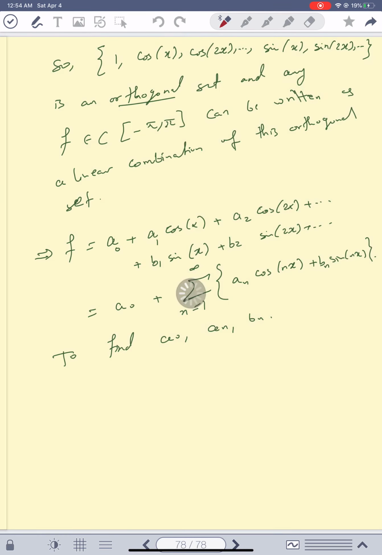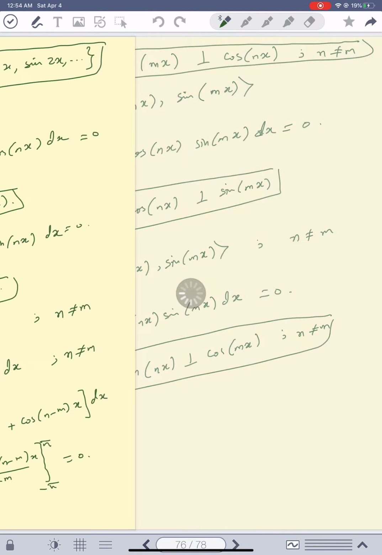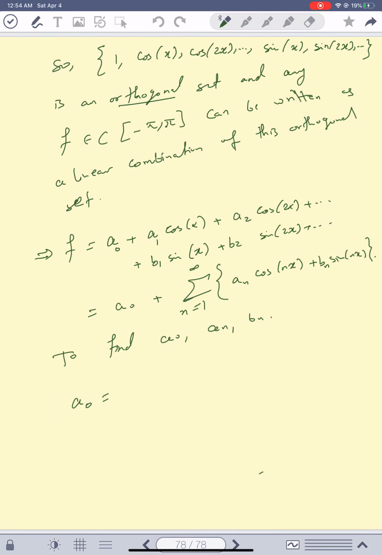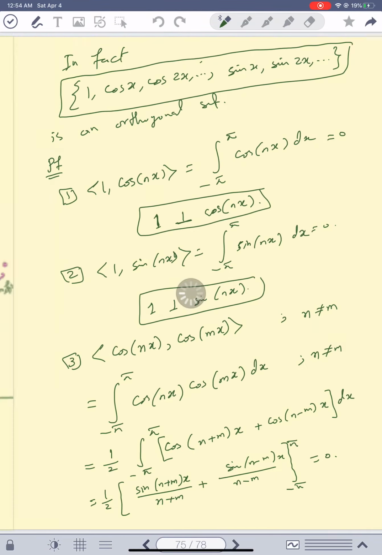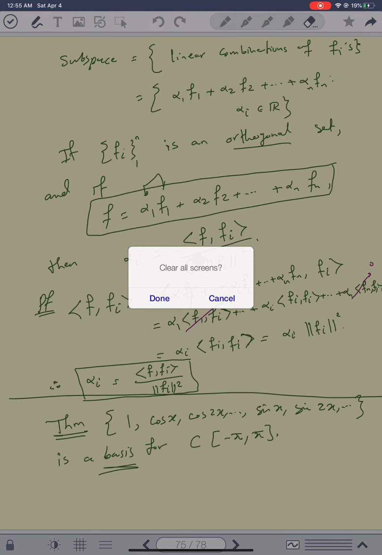So now if you want to compute, for example, a naught, what is a naught? You just apply this formula, okay? If you like, I can write it here just for reference. So this is the alpha i formula. So what is the a naught? The a naught is the inner product of the function with fi. Now what do we mean by fi? fi is the function that we take from the orthogonal set and we multiply with alpha i. So alpha 1 is multiplied with f1, alpha 2 with f2, and so on.